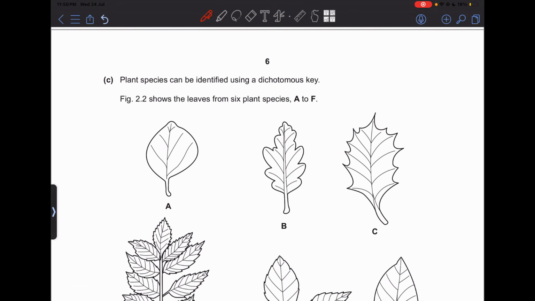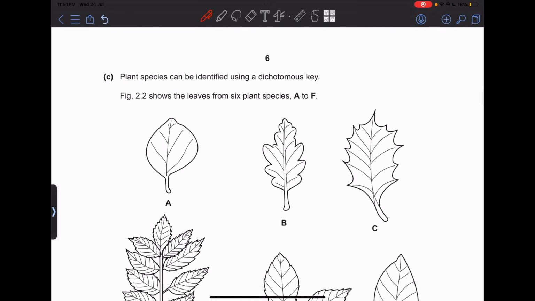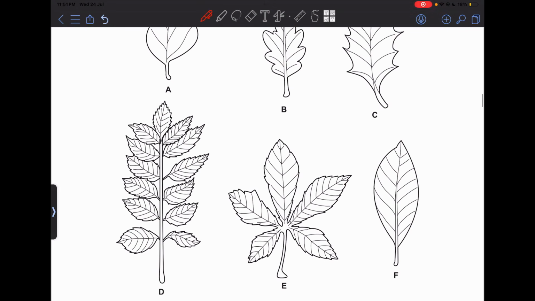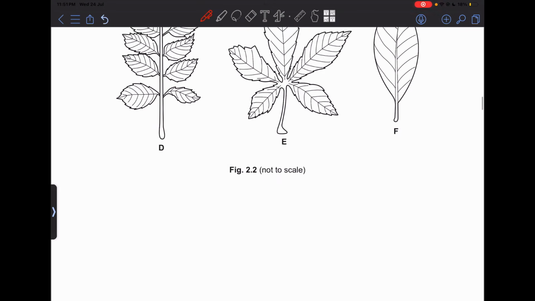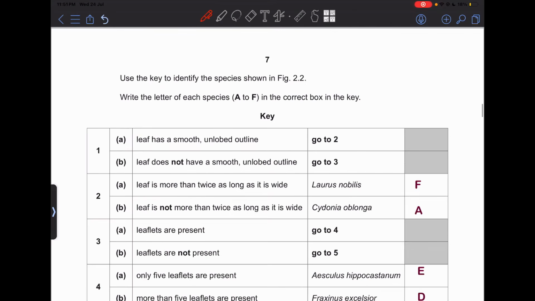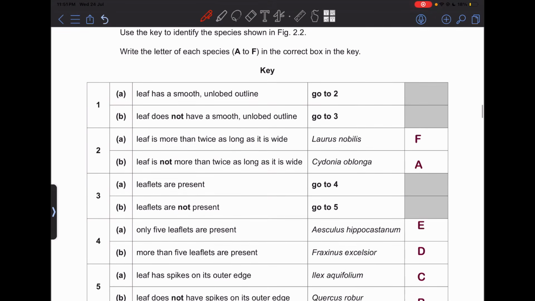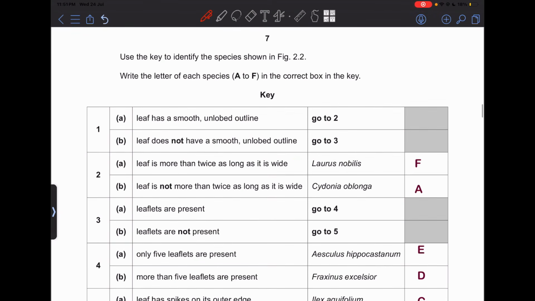Plant species can be identified using a dichotomous key. Figure 2.2 shows the leaves from 6 plant species A to F. So here are 6 species of plant. Use the key to identify the species shown in figure 2.2. So this question is like a game, basically. You have to see if the description is matching.